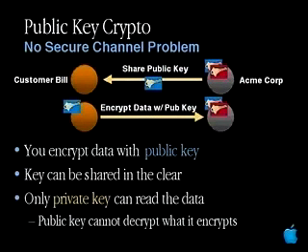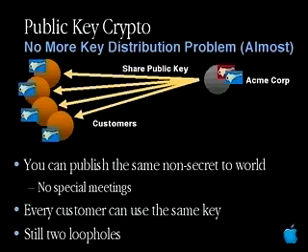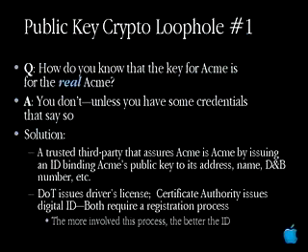There is no secure channel problem in theory because there are 2 pieces to the key: the private key that only Acme knows and the public key that they share, and that is a public artifact. It can be shared in the clear. And it also addresses the key distribution problem because it can be shared in the clear. Everybody can get the same public key and talk to Acme in a secure fashion. I say almost because there are 2 loopholes.